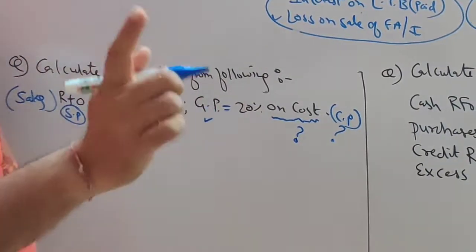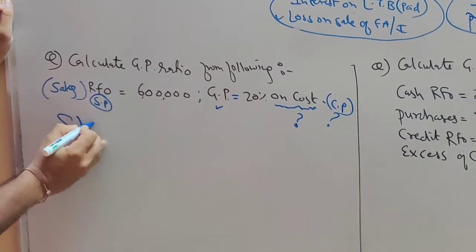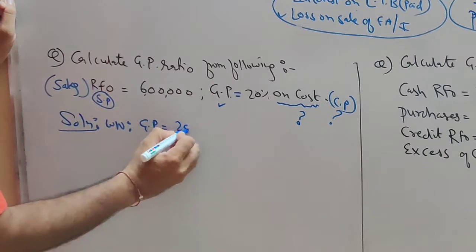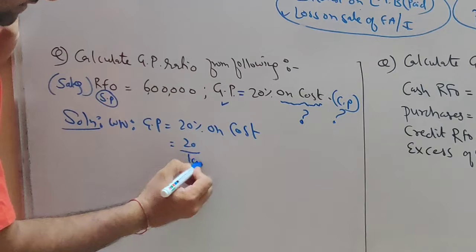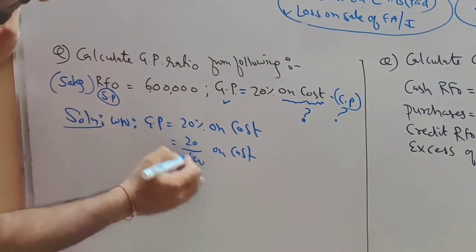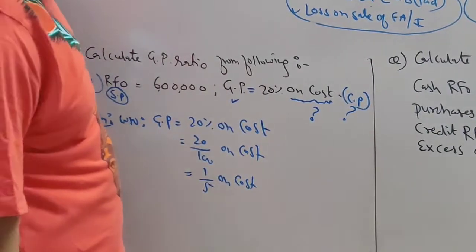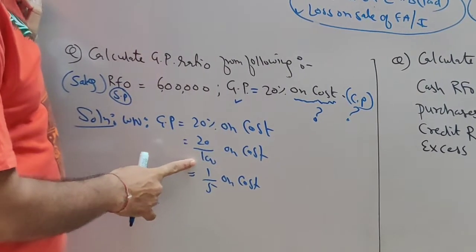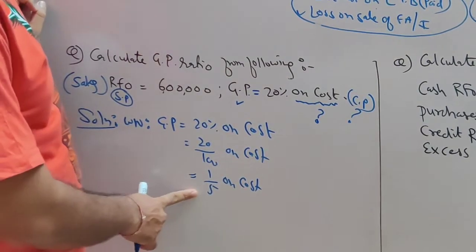Now I am going to give you one shortcut, one trick. Listen carefully. I am doing the working note first. What gross profit have they given? 20% on cost. I am writing 20% as a fraction, 20 upon 100, and simplifying it: 1/5 on cost. Any doubt so far, students? 20% you can write as 20 upon 100. When you reduce it, you get 1 upon 5. Twos are 20, fives are 100.